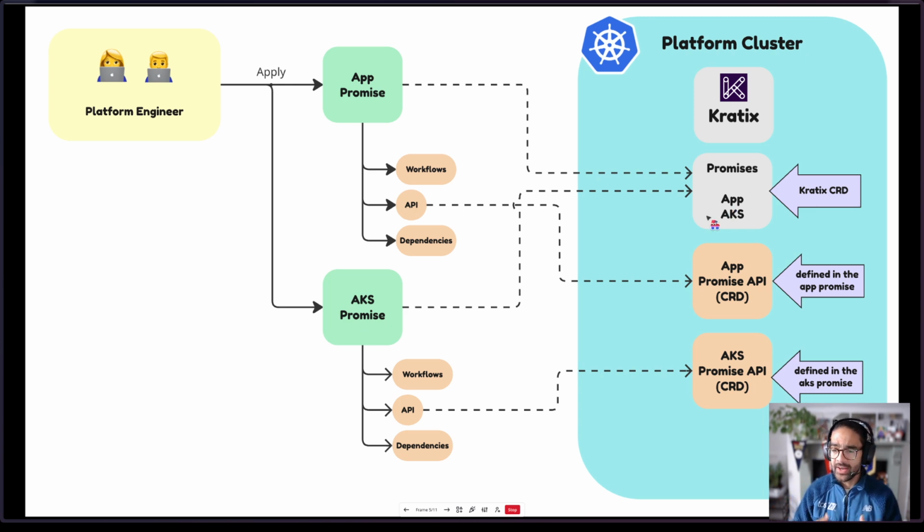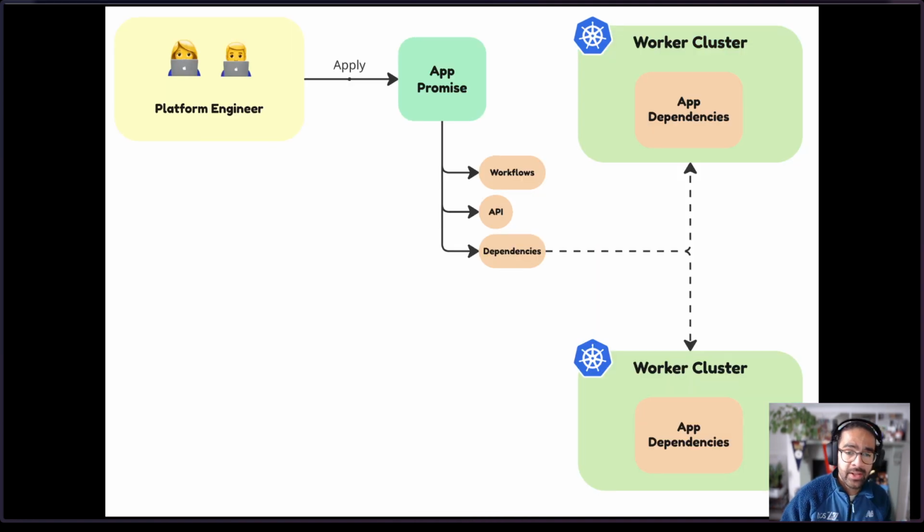So now that the CRD is available, what next? What does Kratix do next? What Kratix will do next is get the dependencies and install them in the worker cluster that can run those workloads. So for the app promise, for example, as we discussed previously, we may have the Nginx controller, we may have the load balancer controller. So Kratix will get those dependencies and install them in the worker clusters that can run those workloads. And that's now available and ready to serve.